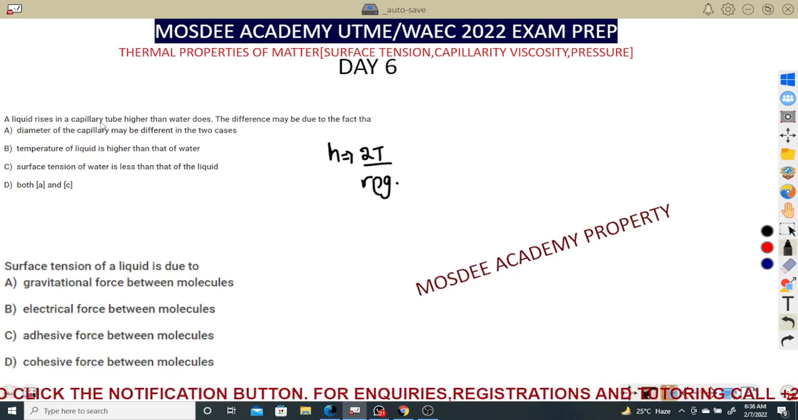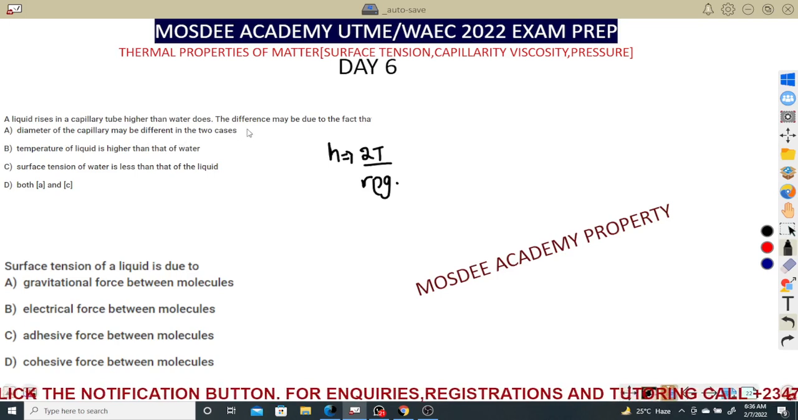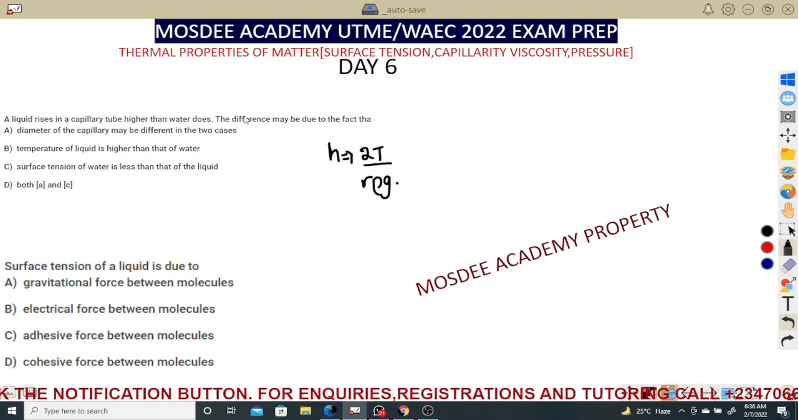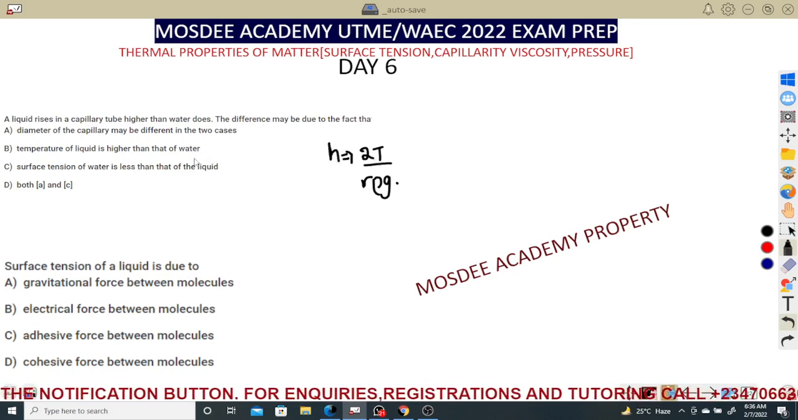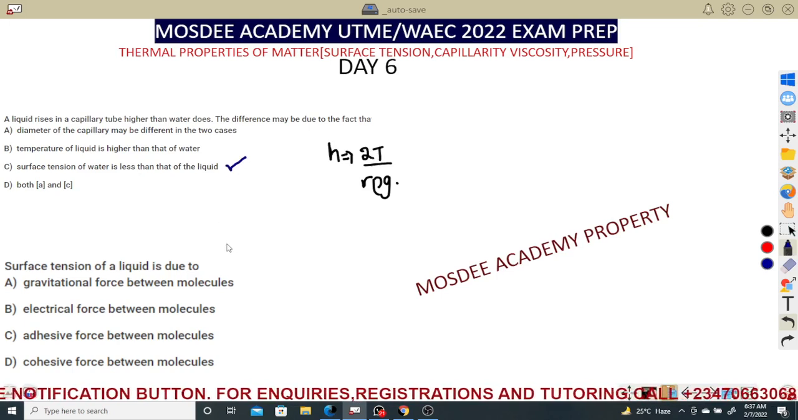So if a liquid rises in the capillary tube more than water, what does it mean? The diameter of the capillary may be different in the two cases, not well stated. Temperature does not have an effect. You can see that the height of the liquid will be greater because the surface tension of the liquid is greater, and that of water is less. So choice C is correct for that question.